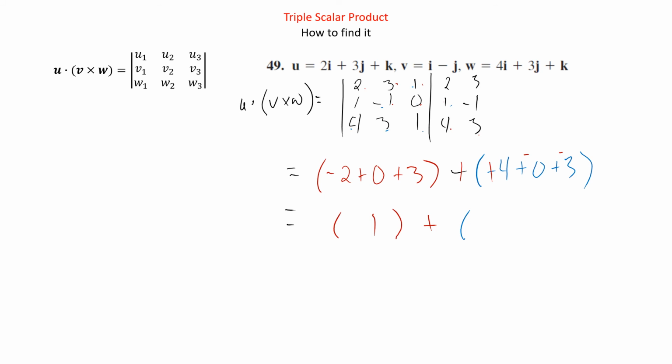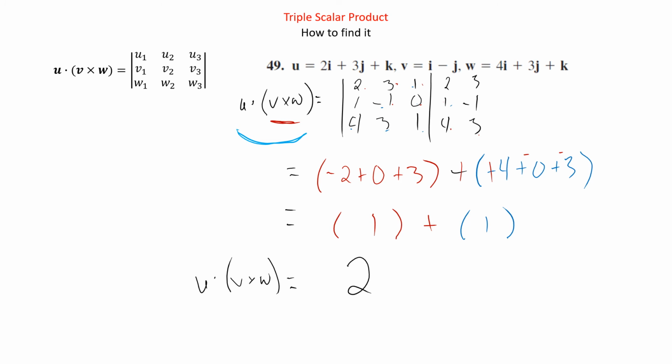Usually I would do 1 and then I would do the other, then I'd just subtract the two numbers, but I'm still traumatized from my previous mistake. 4 minus 0 minus 3 is 1. 1 plus 1 is 2. So u dot v cross w equals 2, which should not surprise you that it comes out to be a number, because remember, the cross product here gives us a vector, but then when we take the dot product of two vectors, we get a number. So that's where it comes out to be a number.